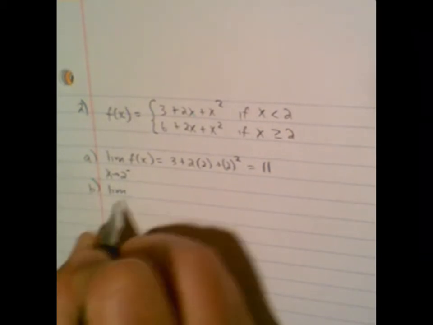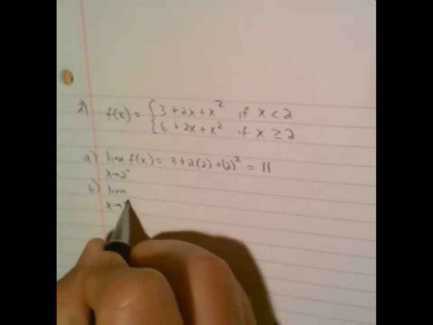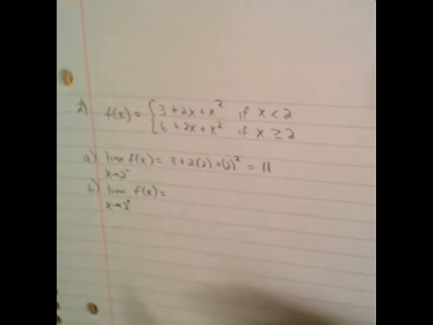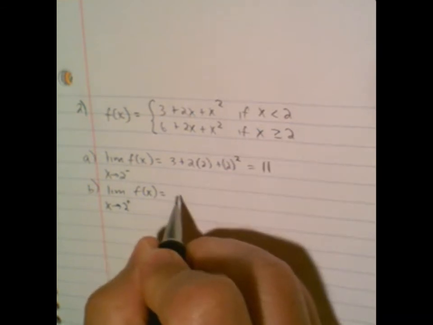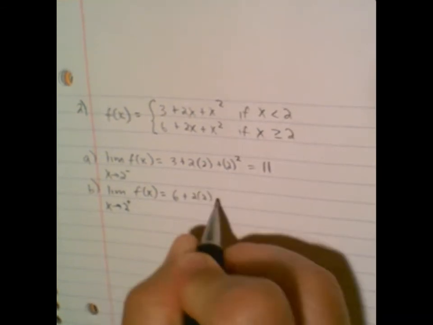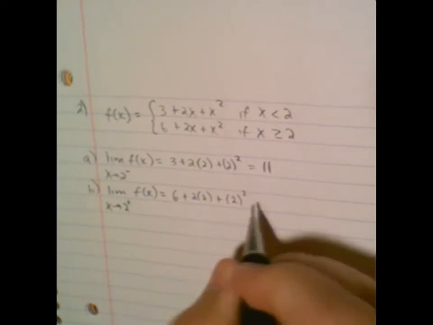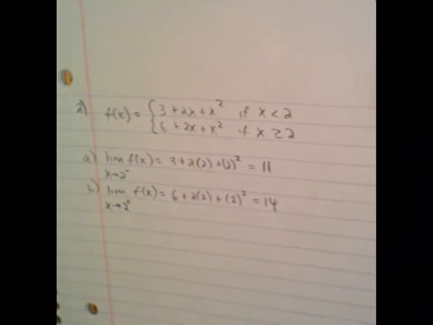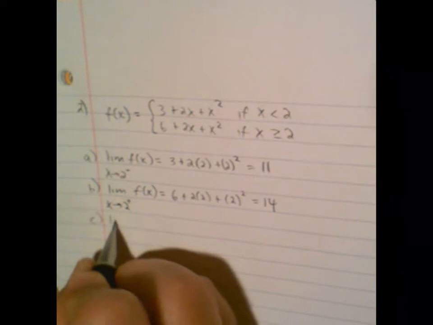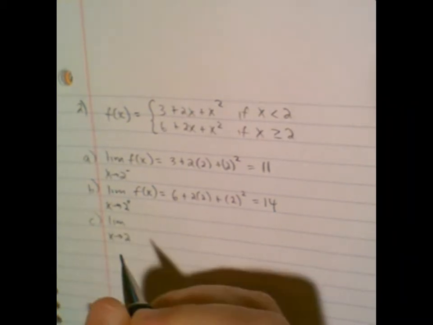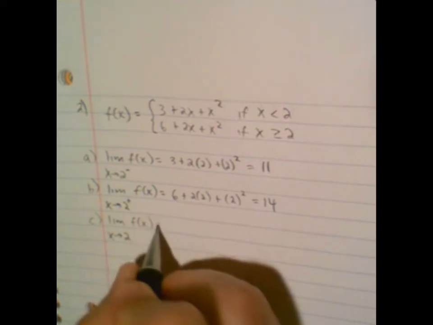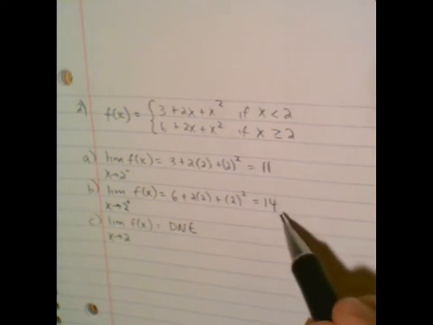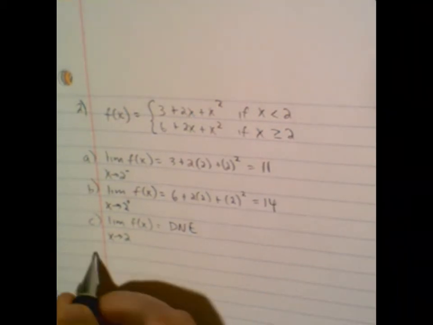B, the limit as x approaches 2 from the right of f of x. 2 from the right means greater than 2. So we have 6 plus 2 times 2 plus 2 squared, which is equal to 6 plus 4 is 10, plus 4 is 14. C, the limit as x approaches 2 of f of x does not exist because these are not the same. If these were the same, then it would be whatever that value was.